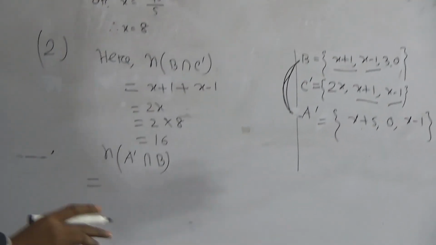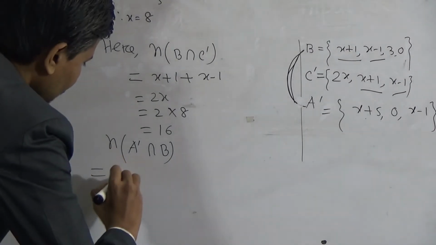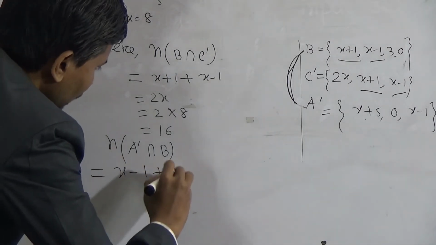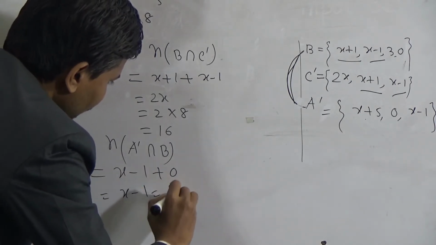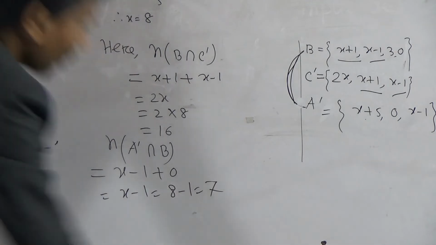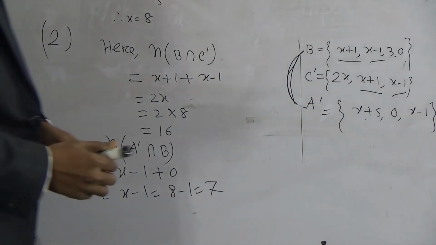That means now here x minus 1 plus 0. So x minus 1 equal to, x means 8. 8 minus 1 equal to 7. And this is the answer. Student, I hope you understood question number 2. Now I will discuss with you question number 3.